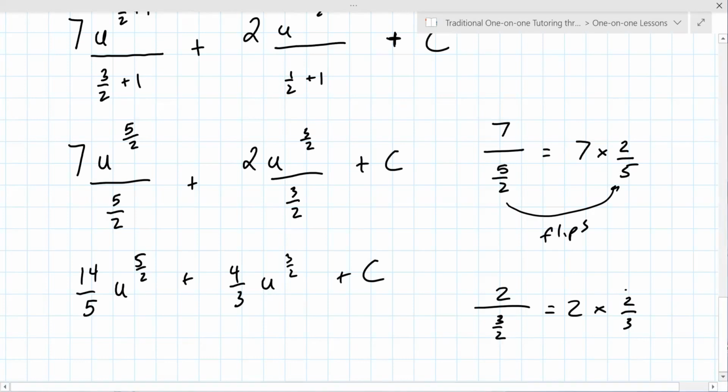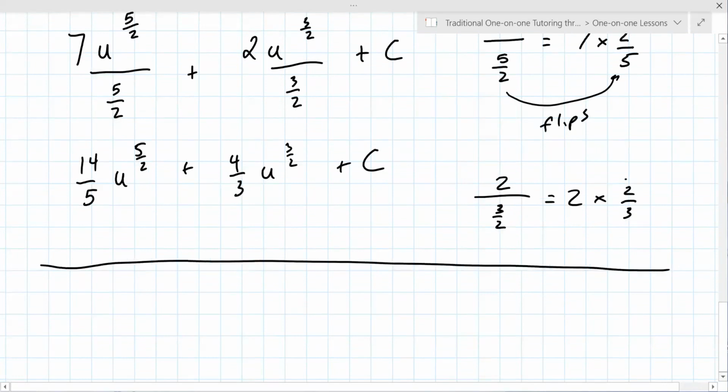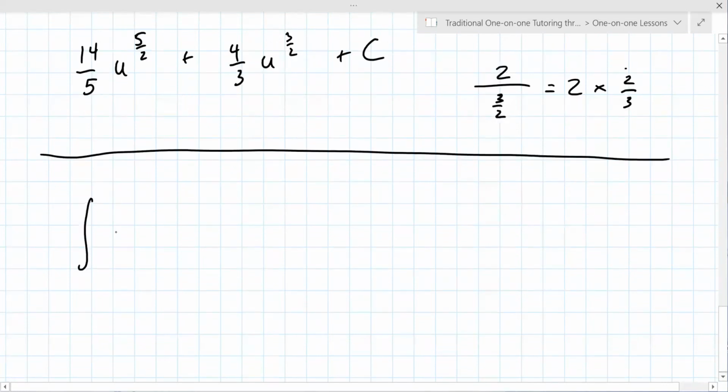Okay, so let's have you try one here on your own. Integral of 6u to the 1/3 plus 4u to the 4/3 du.